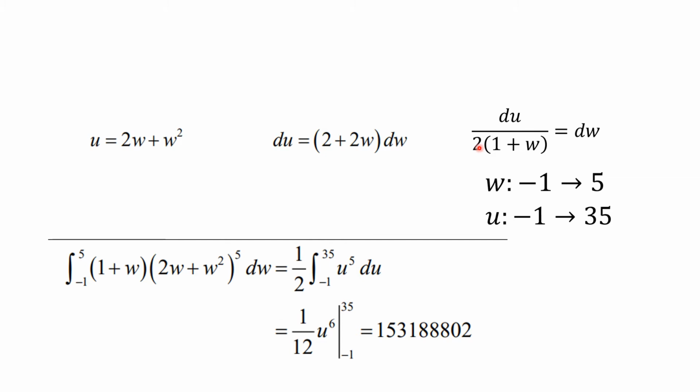I'm pulling this 2 out in front of the integral. I add 1 to the exponent, divide by the new exponent, and do a calculation here with those numbers, and I get this. 35 raised to the 6th power must be a big number, and this is an enormous number. Sort of makes you appreciate infinity, though.